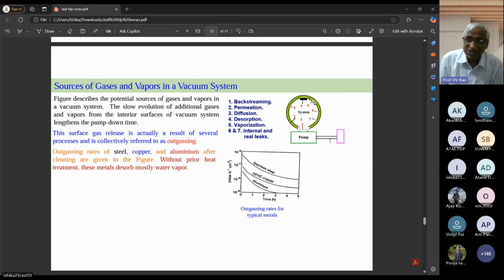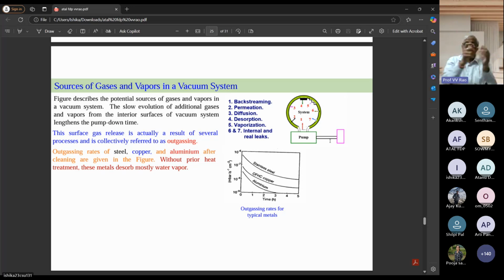It can be backstreaming from the pump, because it has some oil vapors from the lubrication. That is number one. Number two is permeation. The body is made out of a useless stainless steel which you have purchased from the local market. It is not buckling because it is mechanically thick enough, but it is having blowholes. So a lot of gas is permeating.